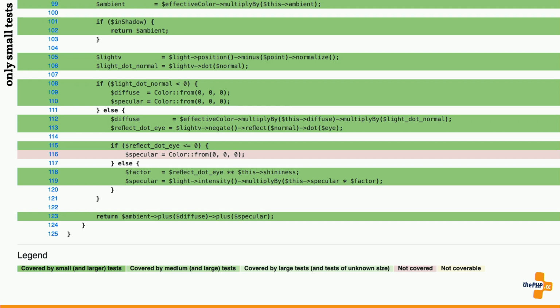We get a different picture if we run the test suite for this application again, but this time only run the small tests. And we now get a darker shade of green telling us, hey, the tests that exercise these lines of code, they are really explicitly interested in these lines of code and verify them. This gives us a higher confidence that there is really nothing that we forgot to test there.